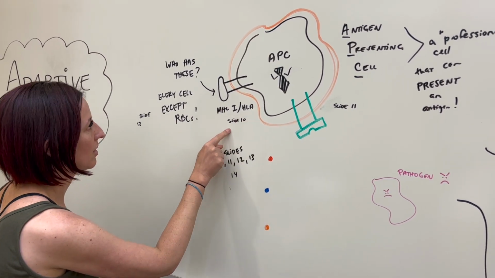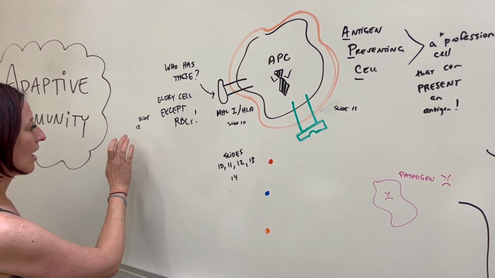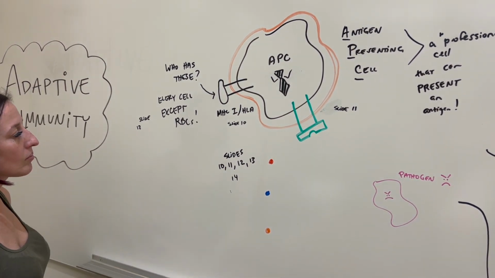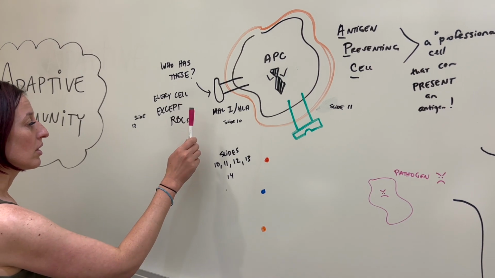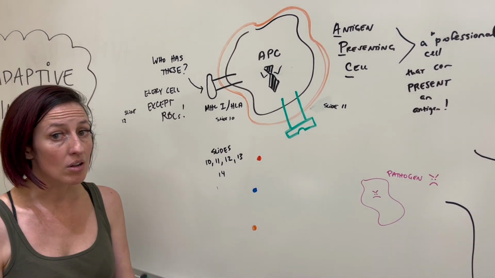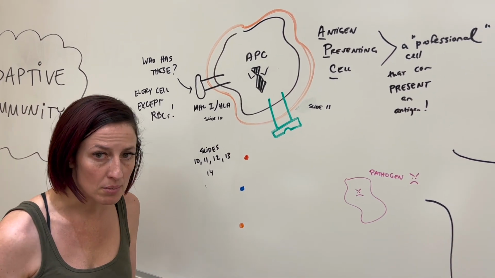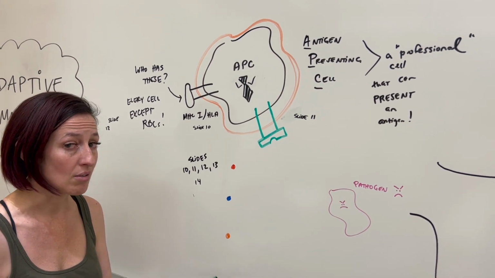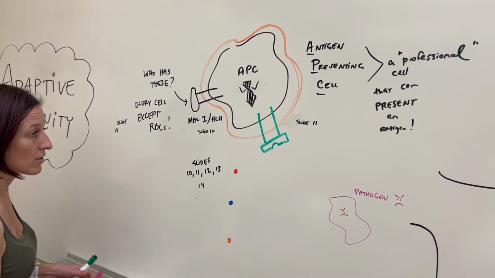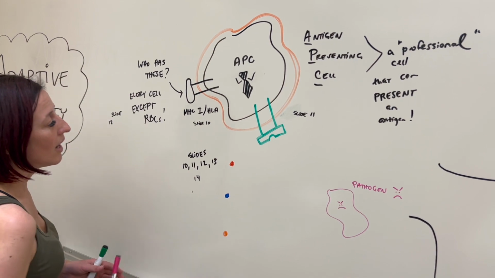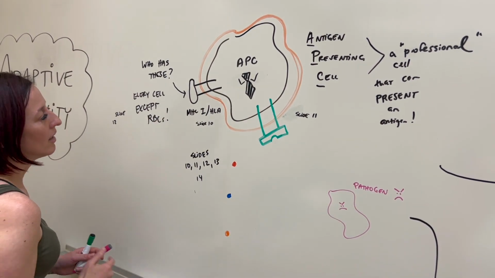You can see information about this on slide 10 and slide 12 here. So MHC1 is on all cells, all nucleated cells. There are some exceptions like red blood cells, for example, because they don't have a nucleus, but all other cells will always have MHC1. And we'll see this come into play a little bit later.